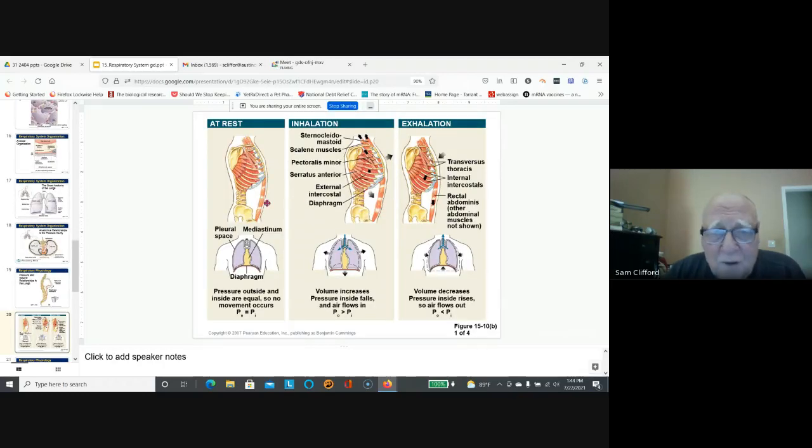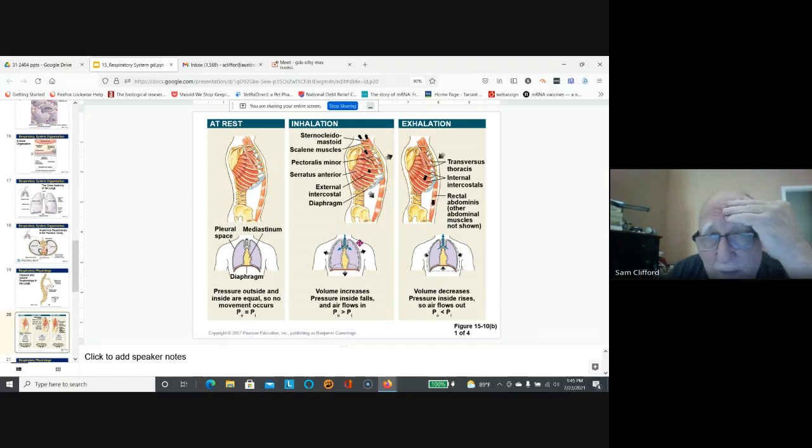So if you're at rest, your diaphragm is relaxed and has sort of a backward U shape. The mediastinum is the cavity for the heart. So you have the diaphragm, which is the primary muscle of respiration.